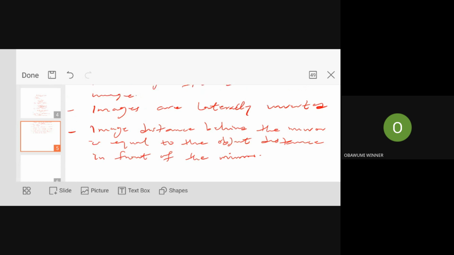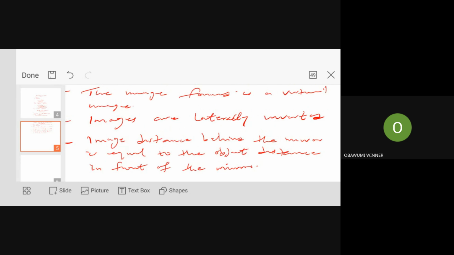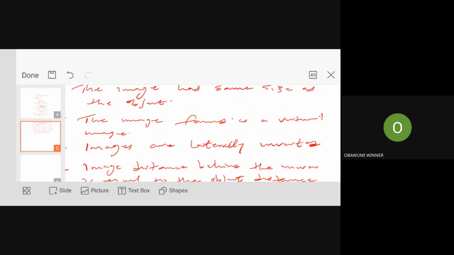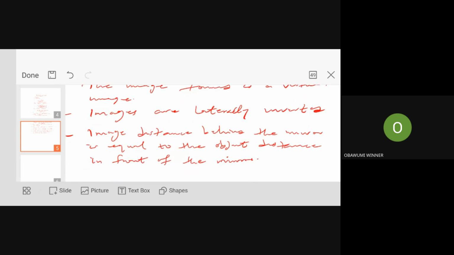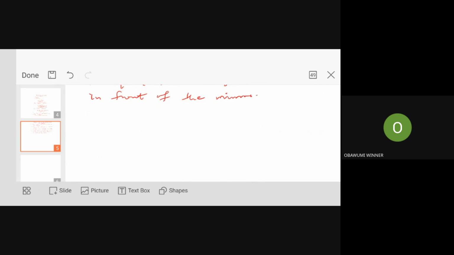So take note, I'll repeat. The first one is that the image is virtual. Another one is that the image has the same size as the object, meaning that the image does not magnify. If you are fat, you don't become slim. If you are slim, you don't become fat. So there's no diminishing, there's no magnification. We have exactly the same size as what we put before the mirror. The image also has a distance behind the mirror equal to the object distance in front of the mirror. Also, the image is not a real image. We call such an image a virtual image.